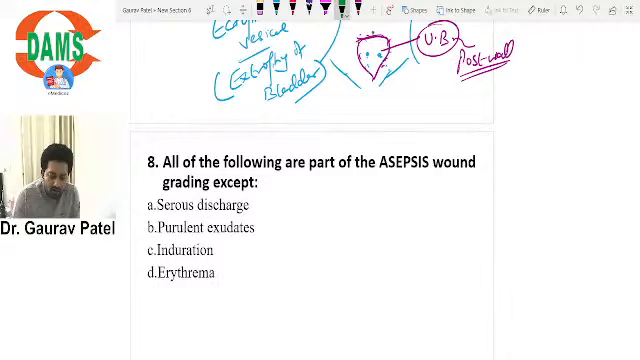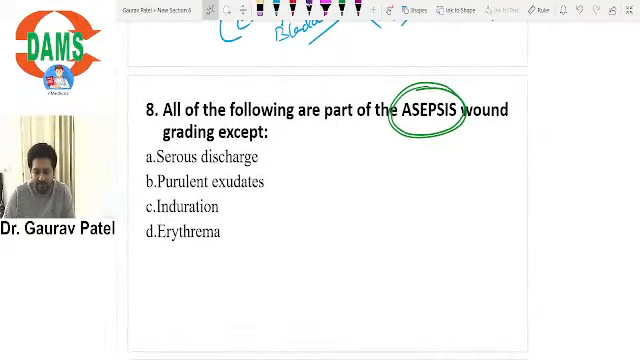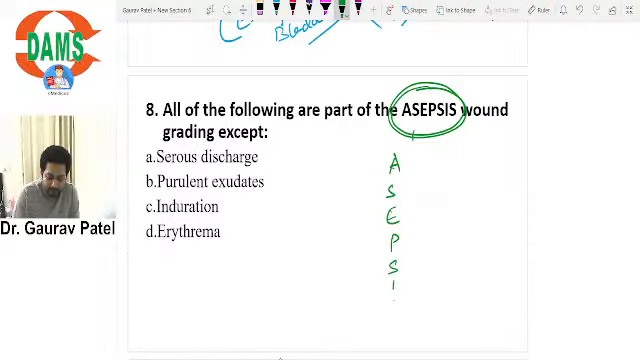Okay, next question. All of the following are parts of the ASEPSIS wound grading system except. What comes in this wound infection or wound grading system? Very good, Anisha, Bhagya, Mansi, Saf, Vinod, Arohi, Talim. All of you absolutely correct.